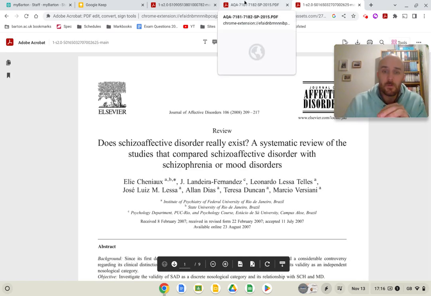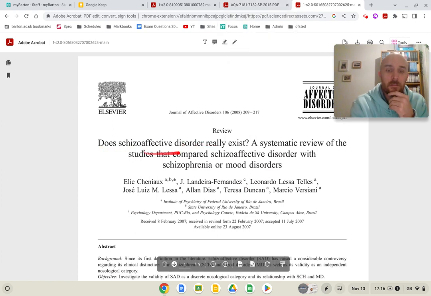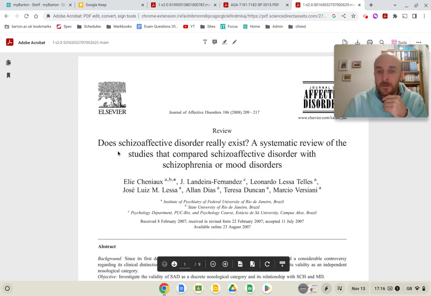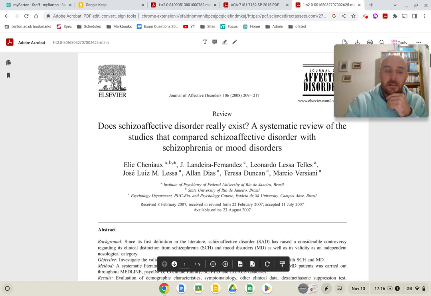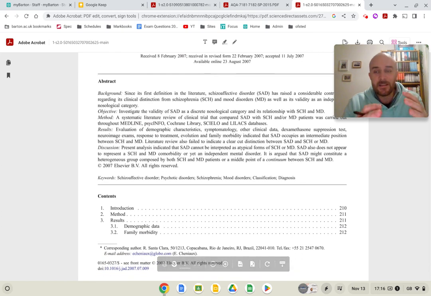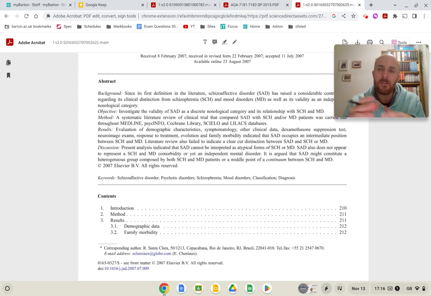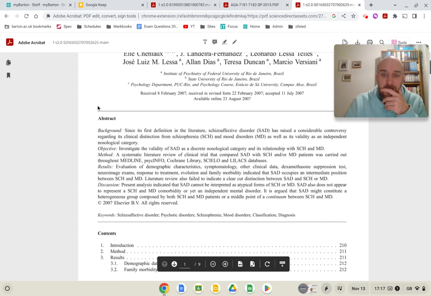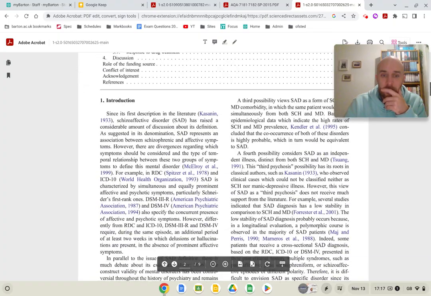I've got a couple here. So I've got this one here. Does schizoaffective disorder really exist? A systematic review into studies that compared schizoaffective disorder with schizophrenia and other mood disorders. And basically, what I'm going to show you is that each of these is layered and structured in the same way. And you need to know various parts about introduction, lit review, method, results, discussion, referencing, and so forth. So if you have a look here, you've got abstract, you've got the introduction.